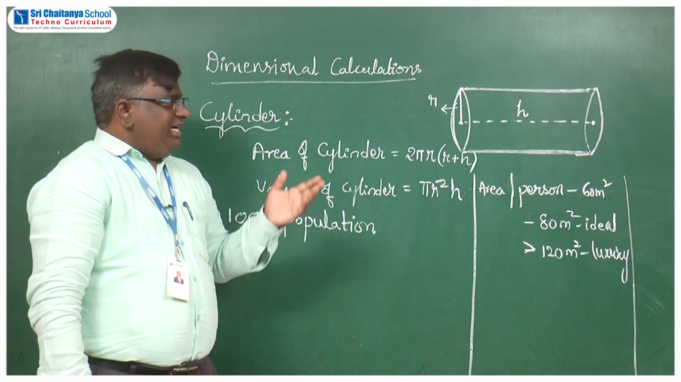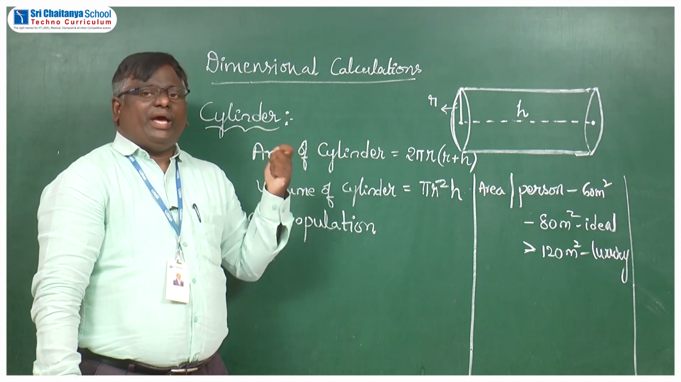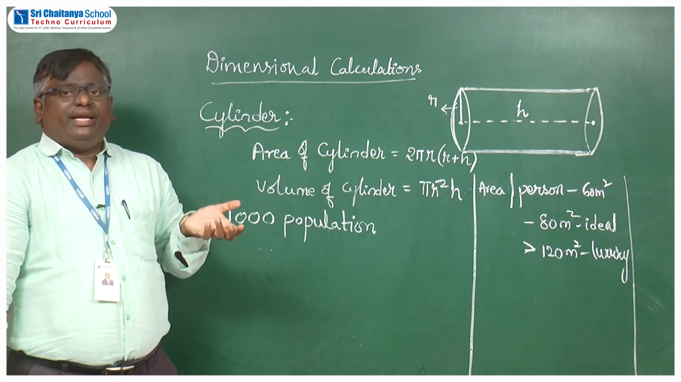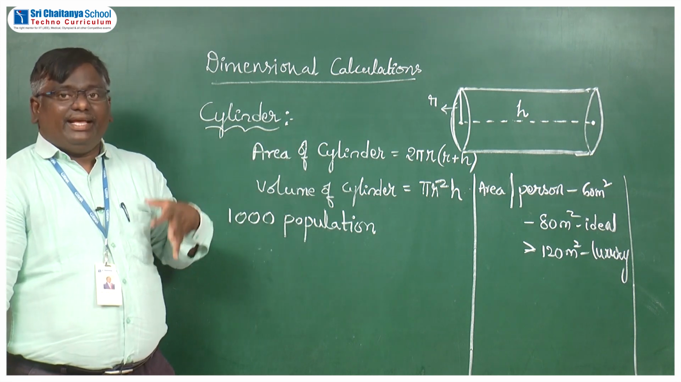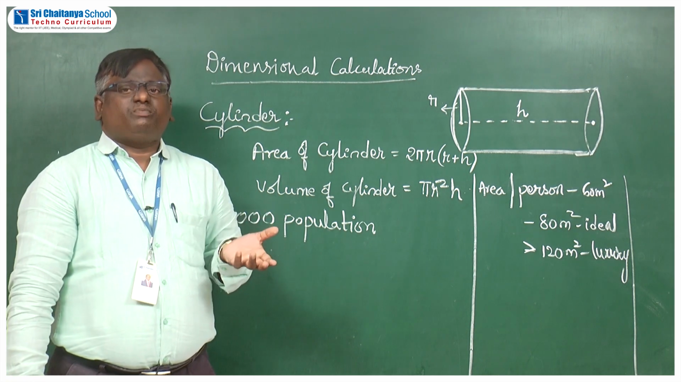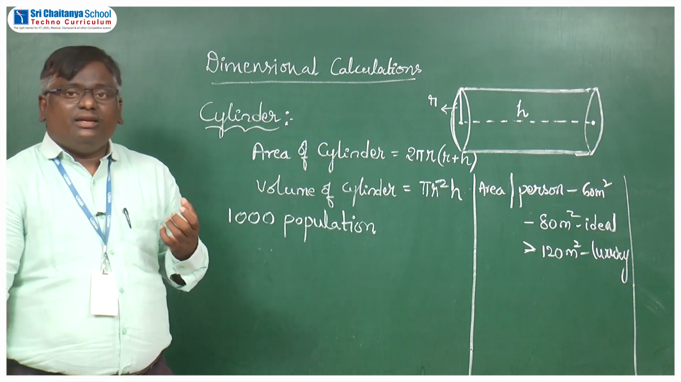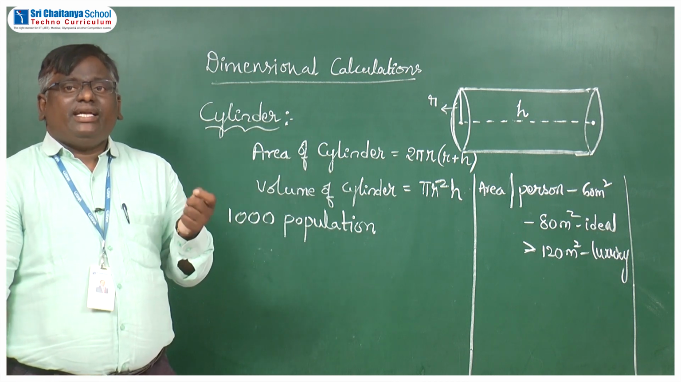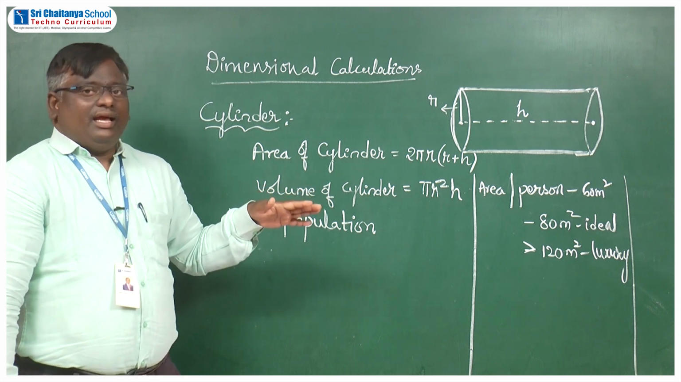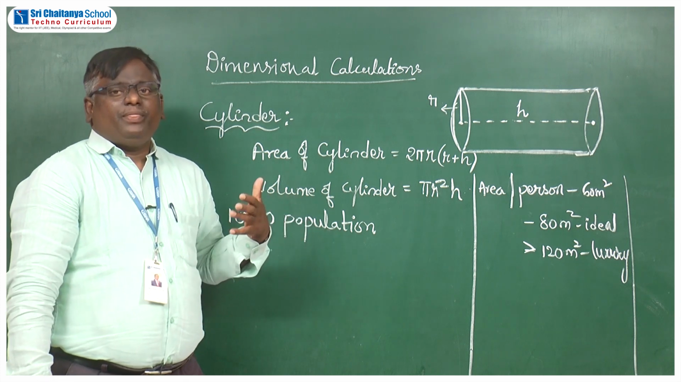So children, we discussed already the area per person would be 60 square meter in the case of normal living, 80 square meter per person in the case of ideal living, and if you want to provide more luxury inside the space colony, you have to provide an area per person which is more than 120 square meter. So based on this, now for 1000 population, what is going to be our area?